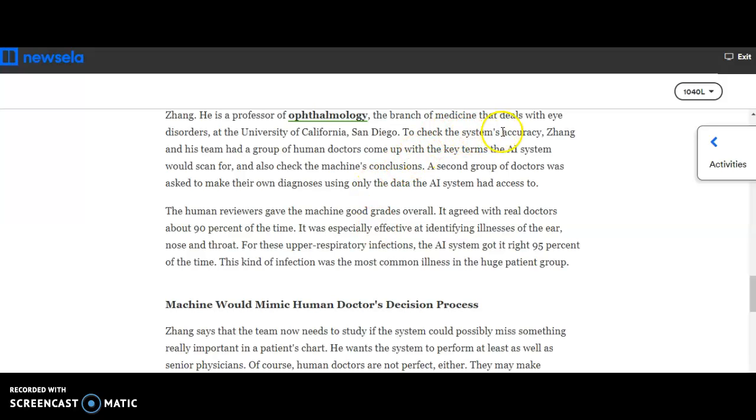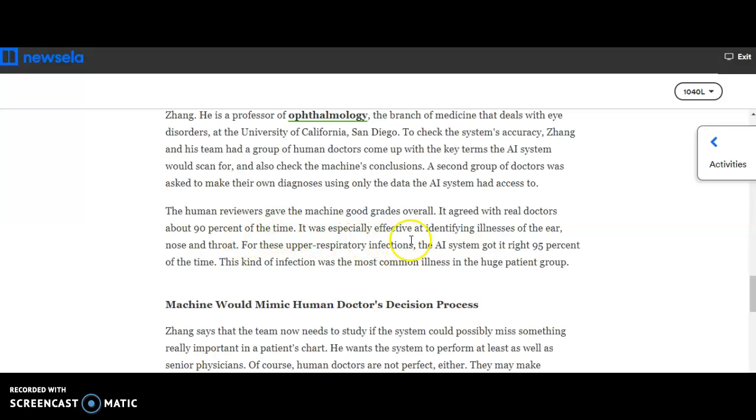To check the system's accuracy, Zhang and his team had a group of human doctors come up with the key terms the AI system would scan for, and also check the machine's conclusions. A second group of doctors was asked to make their own diagnoses using only the data the AI system had access to. The human reviewers gave the machine good grades overall. It agreed with real doctors about 90% of the time.